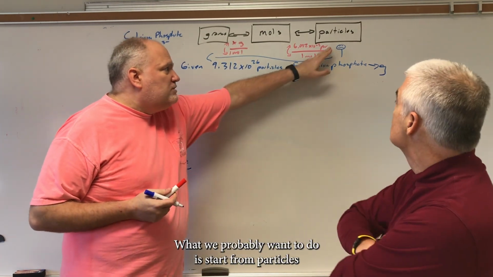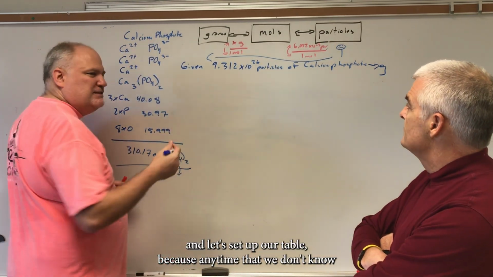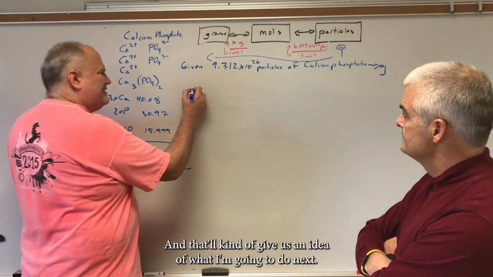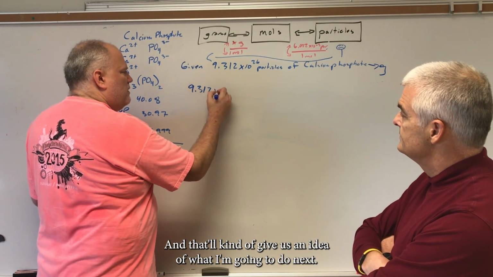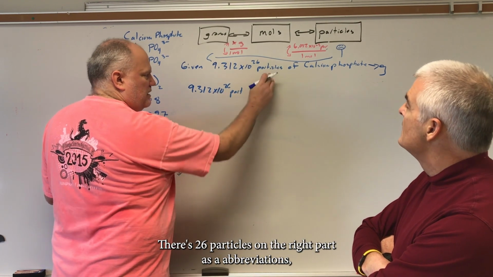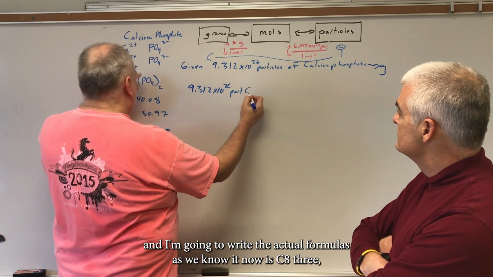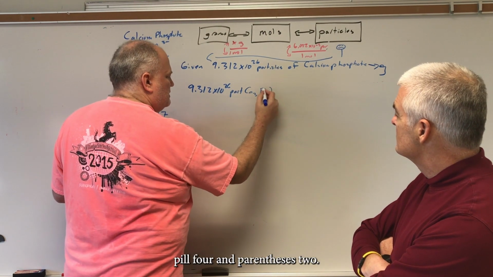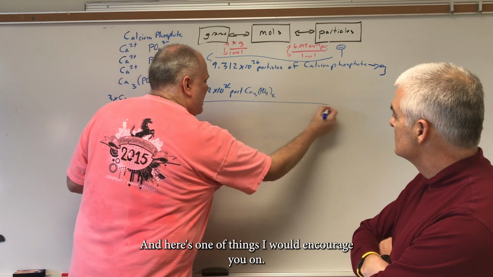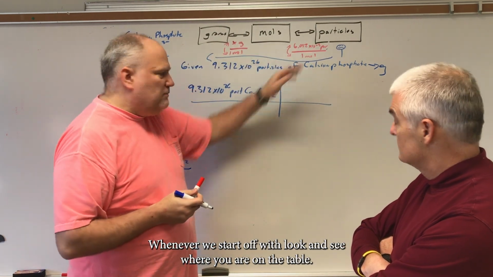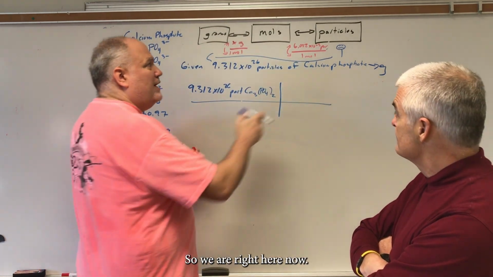What we probably want to do is start from particles, and let's set up our table, because anytime that we don't know what we're doing, let's just start by putting it in our train tracks, because that'll give us an idea of what we have to do next. So I'm going to go like this, 26 particles. I'm going to write part as an abbreviation of this, and I'm going to write the actual formula, since we know it now, Ca3(PO4)2. And I'm going to set it up in our train tracks. One of the things I would encourage you on: whatever we start you off with, look and see where you are on the table. We're at particles right now, so we are right here.